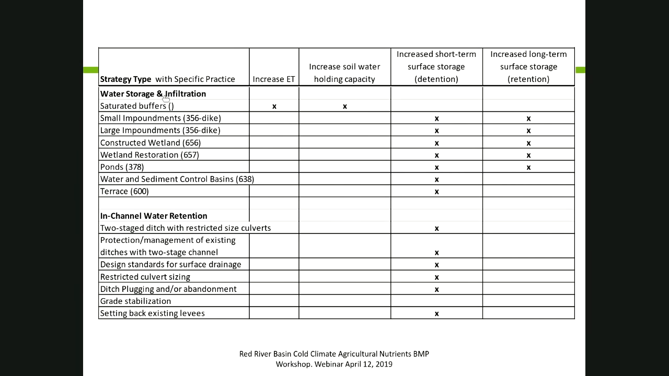Things like surface flow management are increasing ET generally. Water storage BMPs, saturated buffers, impoundments, constructed wetlands, those are hitting mostly on that increasing short-term surface storage, as are in-channel water retention activities such as two-stage ditches with restrictive size culverts, and protecting that floodplain storage that exists on the landscape. And then things like the Red River Watershed Management Board is trying to implement some design standards for surface drainage.